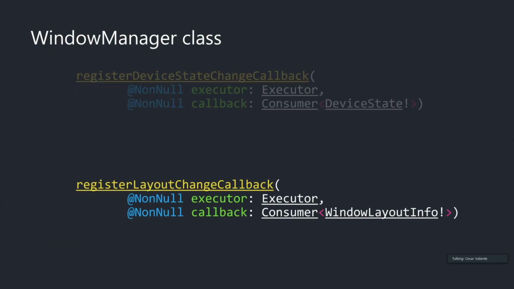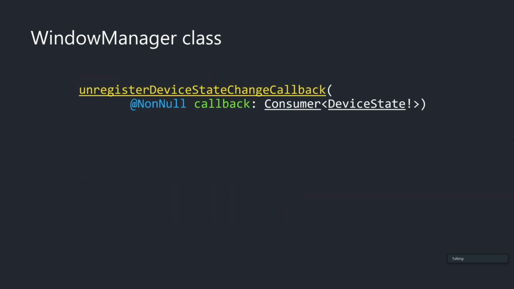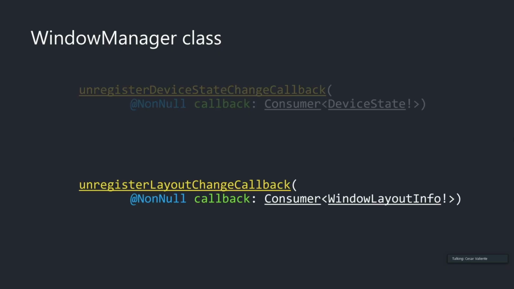And then the other one is the register layout change callback. Here, what Window Manager is going to let us know is that when the app is running on a foldable device or a hinge device, it is going to give us this information. And also, as I said before, the coordinates of the specific feature, in the Surface Duo case, the hinge. Of course, when we don't need the callbacks, we can unregister from there: unregister device state changes or unregister layout changes.